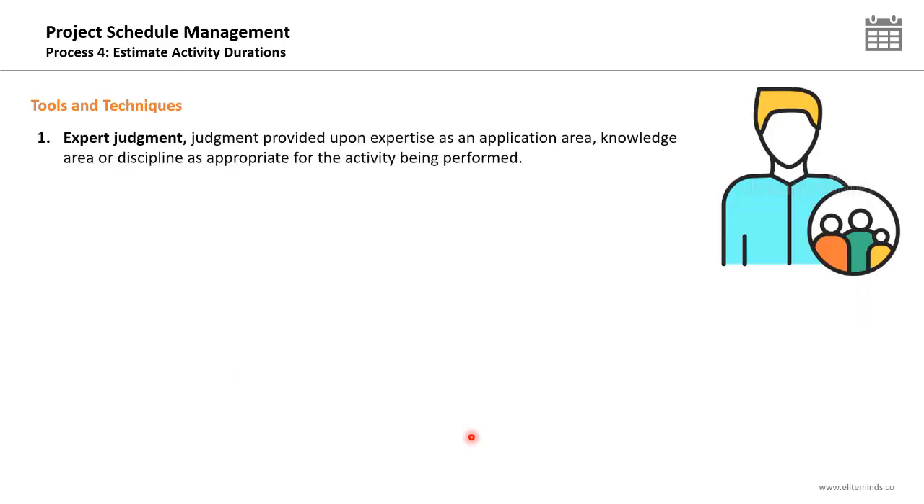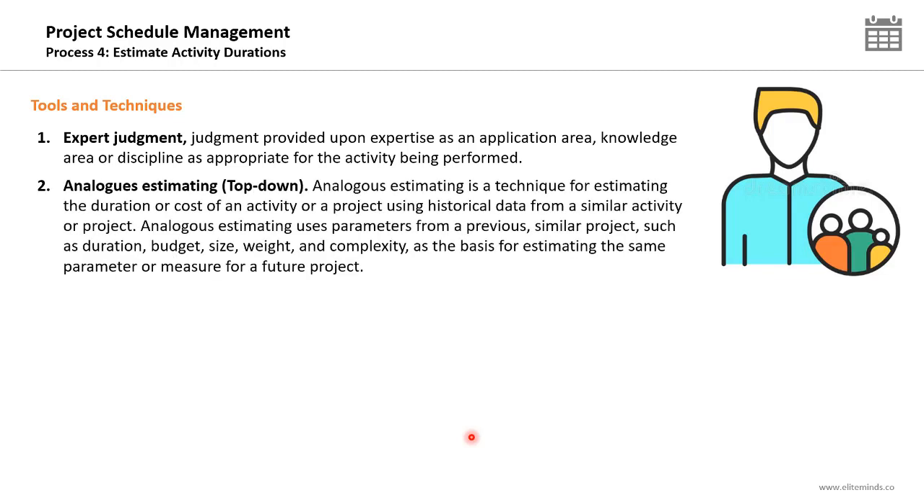Now, the tools and techniques, starting with the expert judgment. You can consult any experienced resource, either an individual or a group in your organization with experience in estimation techniques. Now, we will have 4 types of estimation techniques. The first one is the analogous estimating, top-down.